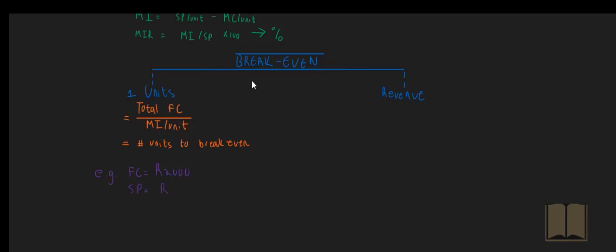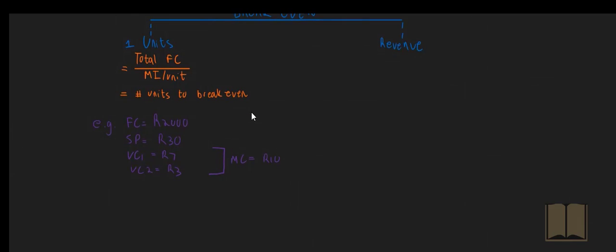Now let's have a look at an example. Let's say your fixed costs are 2,000 Rand. Your selling price is 30 Rand. Your first variable cost is 7 Rand. Your second variable cost is 3 Rand. So therefore your total variable cost, otherwise known as your marginal cost, is 10 Rand. What is the break-even in units?